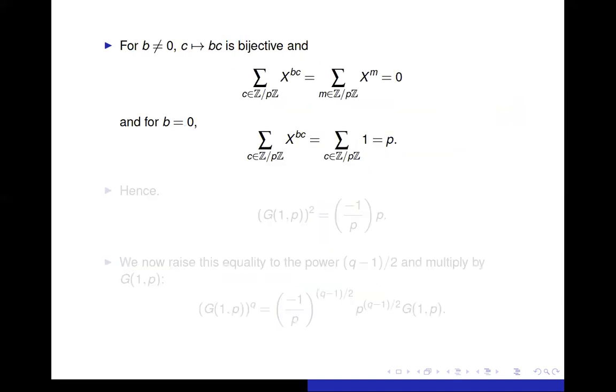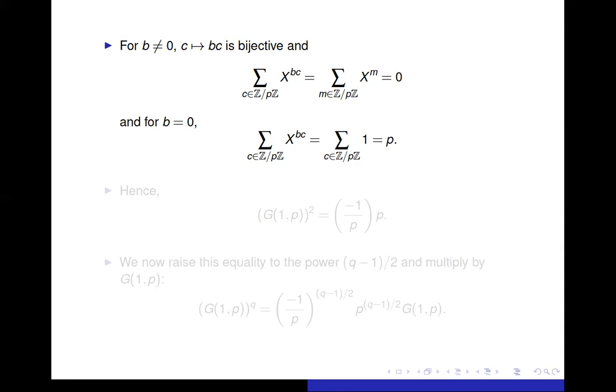So now I compute this sum by taking different values of b. If I fix b different from 0, and I sum on c, then I get a sum equal to 0 because the multiplication by b is bijective. So the sum of x to the bc is the sum of x to the m, and again it's 0. And if b equals 0, the x to the bc is just 1, so I sum 1 for all values of c, and there are p terms in the sum, and then the sum is p.